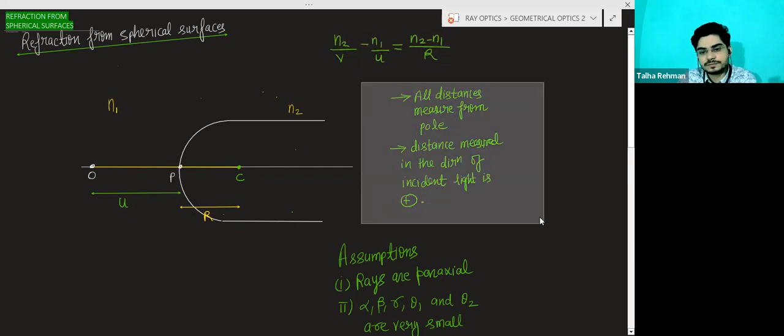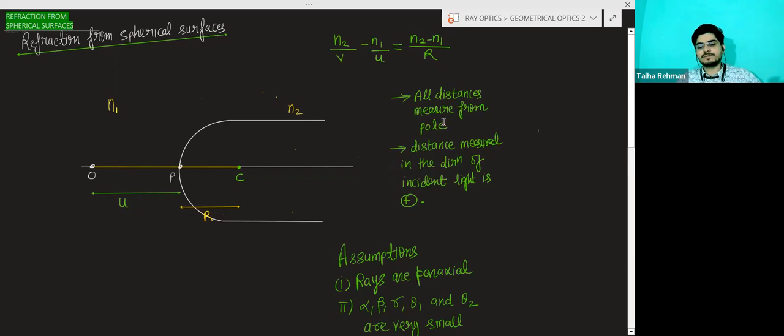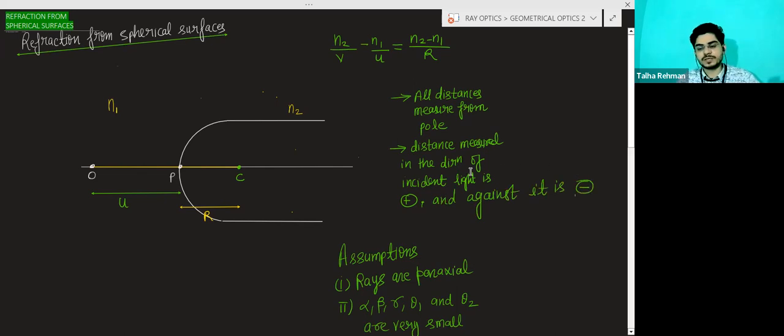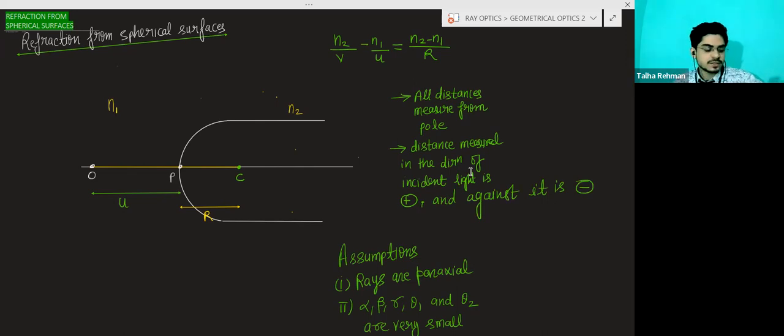Remember a few points. We will measure all the distances from the pole. Earlier also, I have told you. And another is that distance measured in the direction of incident light is positive, and against it is negative. So remember this point. If you are measuring the distance in the direction of the incident light, then it will be considered positive. Otherwise, if you are measuring the distance in the opposite direction of the incident light, then it will be considered negative.